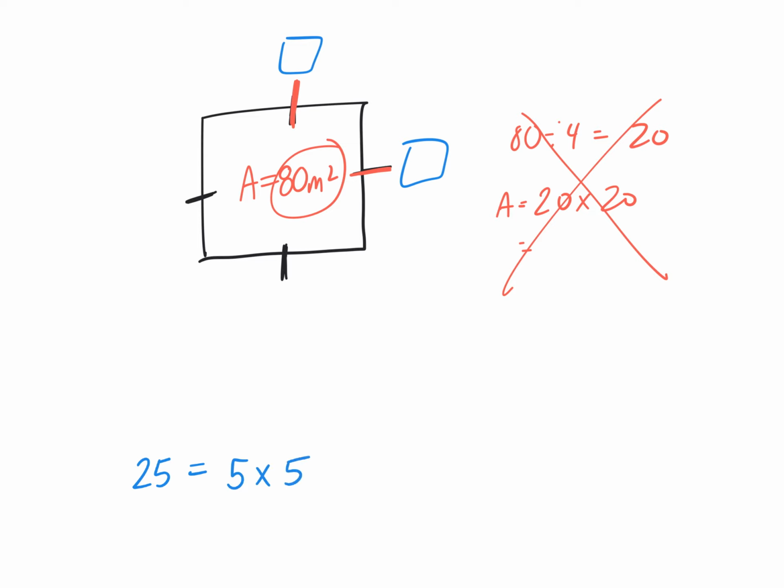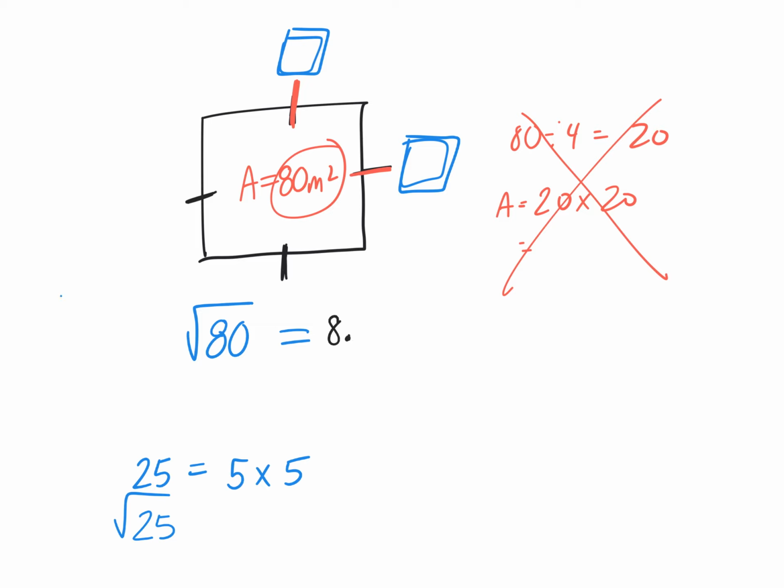5 times 5. How would you do that on your calculator? You would do square root of 25. Yeah. So how would we calculate what times what gives me 80? Square root of 80. Excellent. What is the square root of 80?